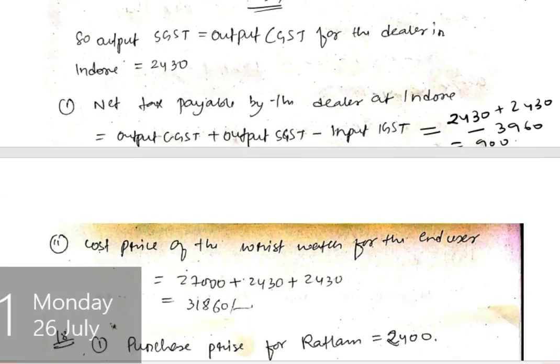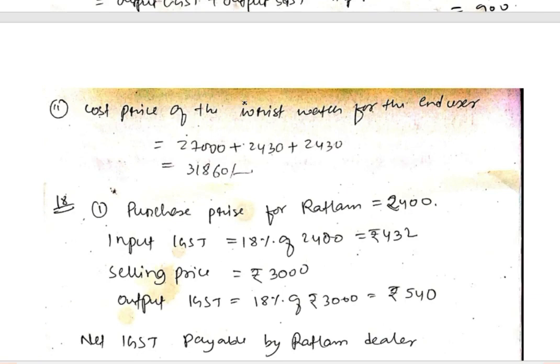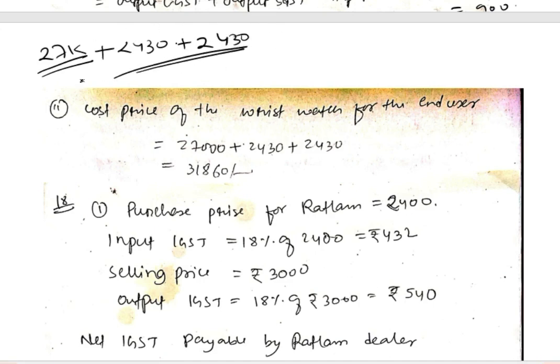Fine. Now again in the second part, it has been asked what the cost price of the wristwatch was for the end user. So what will be the cost price? Here the dealer's selling price was 27,000, and now he has collected the tax also. What was the tax? It was 2430. Okay, so this was the CGST, and he will charge SGST also, 2430. So after adding all this, we will get the total cost price.